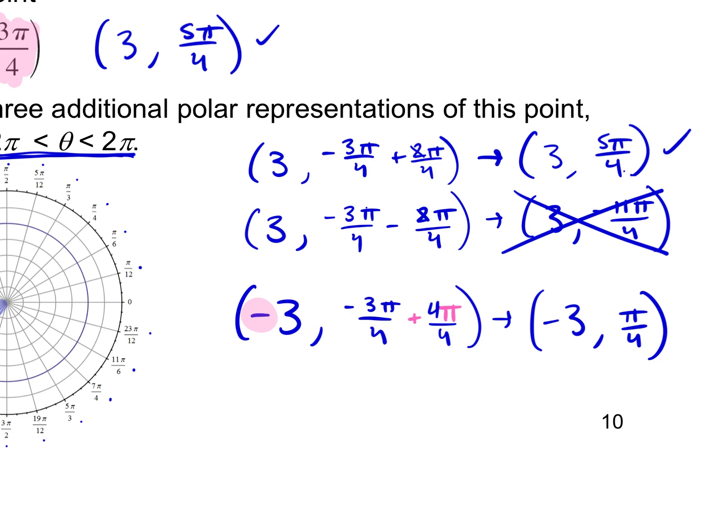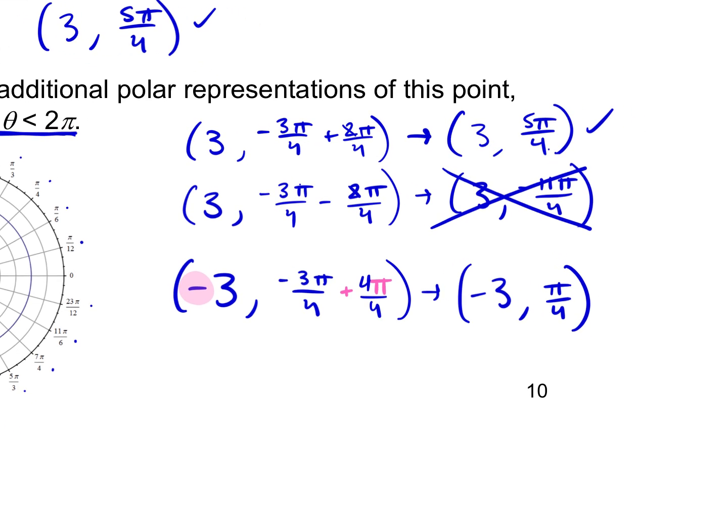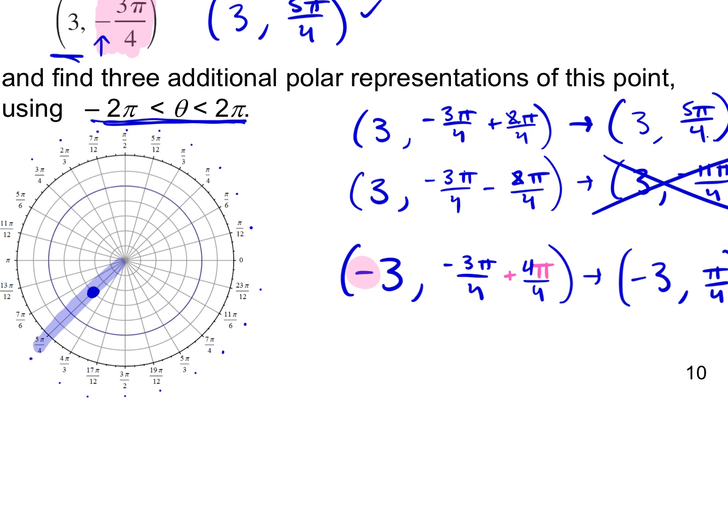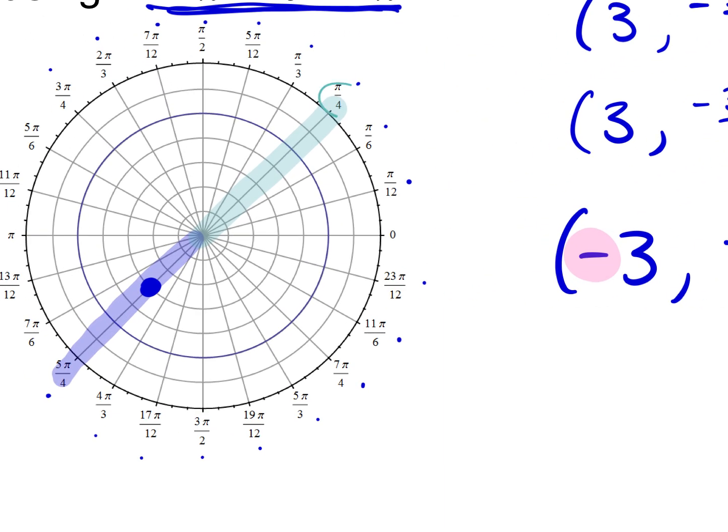Is pi over 4 in between negative 2 pi and positive 2 pi? Yep. So this works as a point. If we were to graph this, we would go up pi over 4, so our theta would be here. Since r is negative, we would go away from the angle. So since pi over 4 is here, we would start at the pole and go away from the angle 3. So 1, 2, 3. That ends up in the same spot, which is our goal, to end up in the same spot.